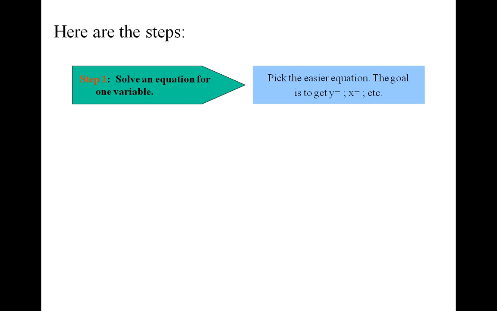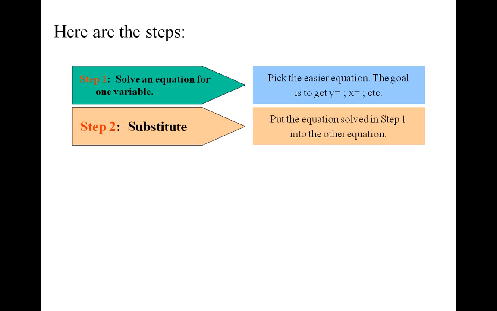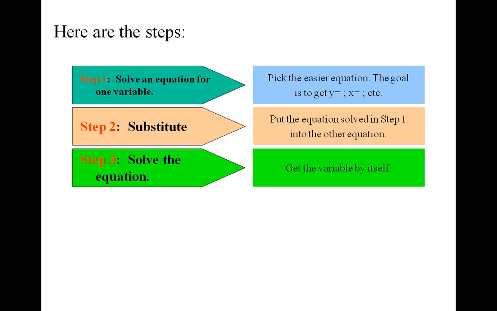So here are the steps written out. The first thing you need to do is solve an equation for one variable, and it doesn't matter whether you solve it for y or x. You really want to pick the easiest one to solve for. Then you're going to substitute that information into the other equation. Once you do, you have an equation that only has one distinct variable in it, so you can solve for that variable.